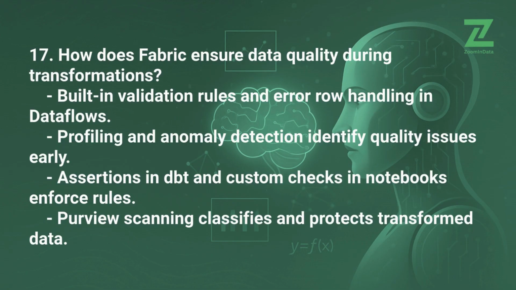17. How does Fabric ensure data quality during transformations? Built-in validation rules and error row handling in data flows. Profiling and anomaly detection identify quality issues early. Assertions in DBT and custom checks in notebooks enforce rules. Purview scanning classifies and protects transformed data.